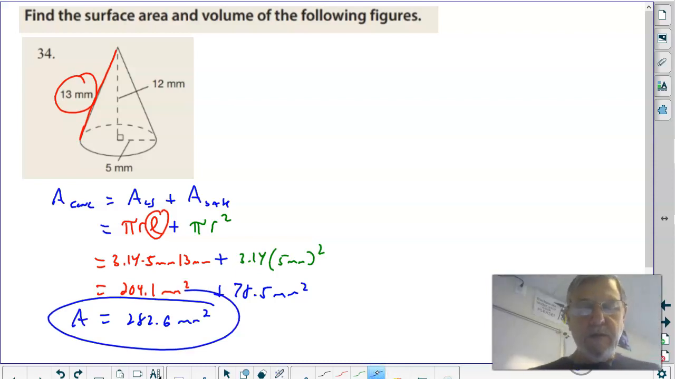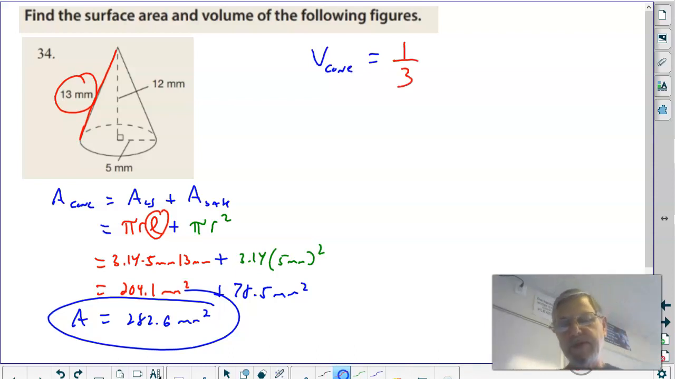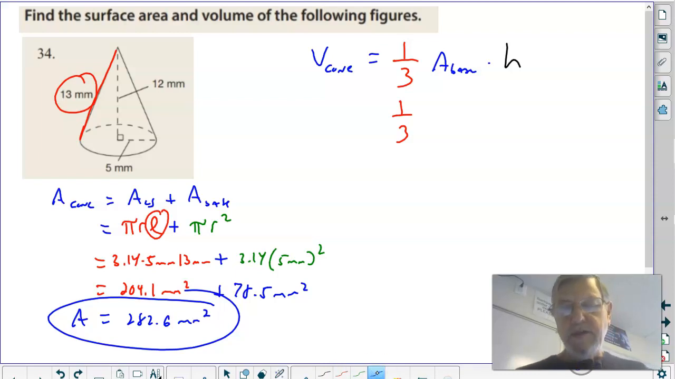All right, last problem, volume of a cone. And again, notice your cone, like a pyramid, has only one base, and therefore the volume is a third of the area of the base times the height. All right, so the third is a third. What kind of base do we have? It is a circle. So area of a circle is pi r squared, and then times the height of the whole cone. Let's sub in.